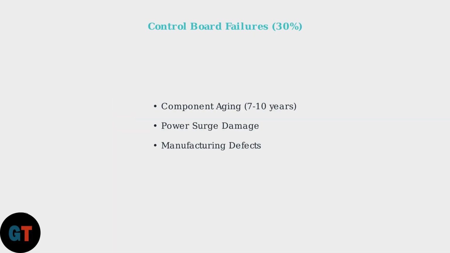Control board failures account for 30% of error E6 cases. These failures typically result from component aging after 7 to 10 years of operation, power surge damage during electrical storms, or manufacturing defects in the original components.